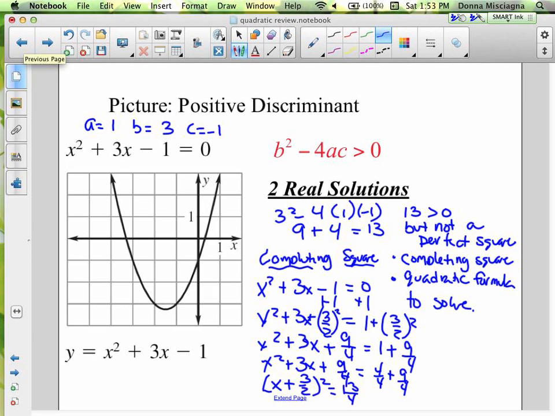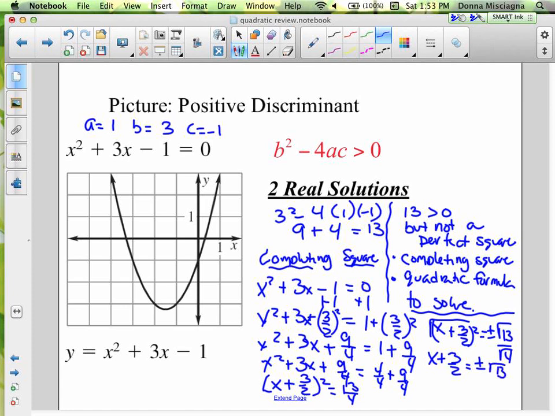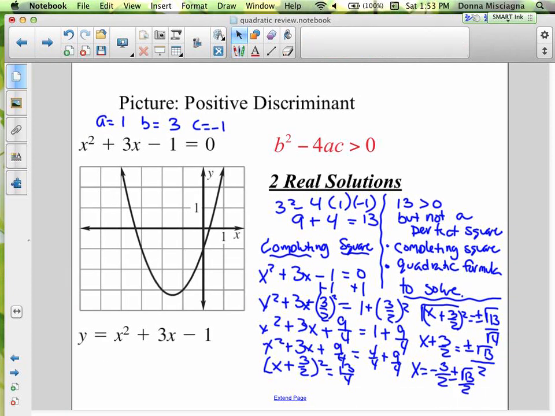Now we'll take the square root of both sides. I have the square root of x plus 3 halves squared is equal to plus or minus, I'll split that fraction, the square root of 13 divided by the square root of 4. Square and square root cancel, that's x plus 3 halves equals plus or minus, I can't simplify the square root of 13, but the square root of 4 is 2. And now all I have to do is subtract 3 halves from both sides. So x is equal to negative 3 halves plus or minus the square root of 13 divided by 2.